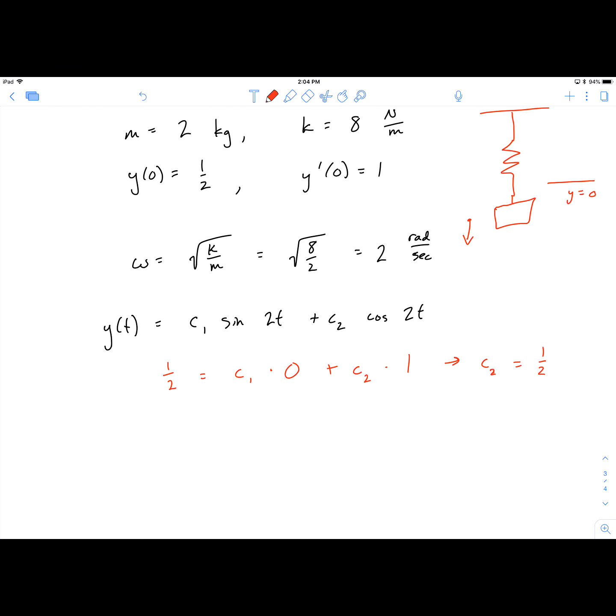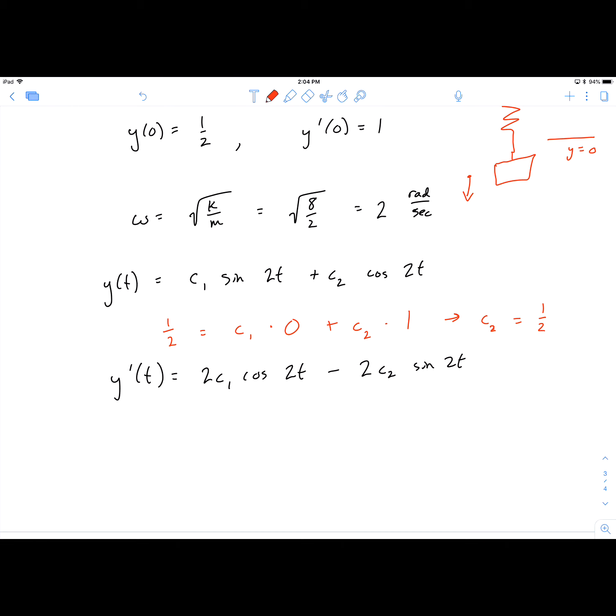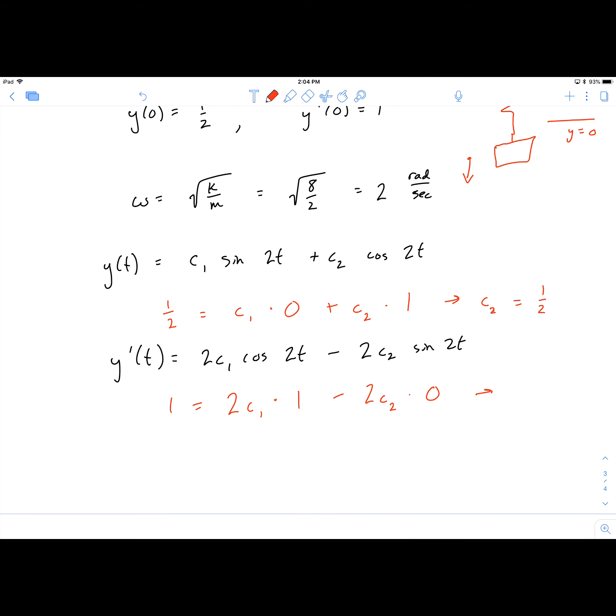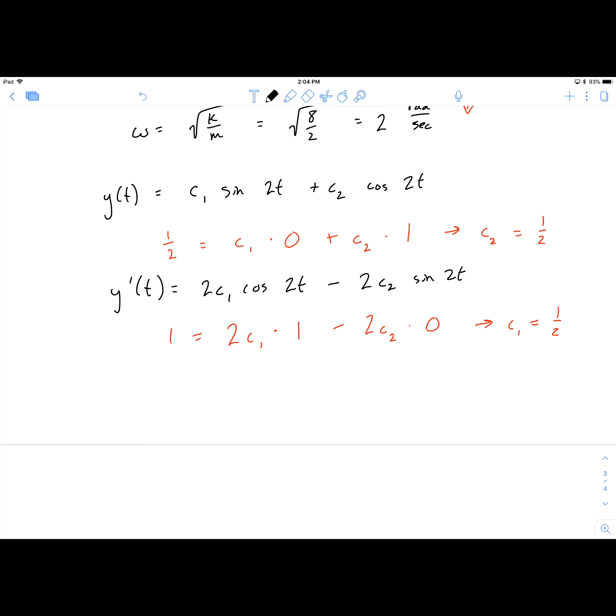And then if we take the derivative, y prime would be 2c1 cosine of 2t minus 2c2 sine of 2t. And then doing the same thing with the initial value of the derivative, 1 equals 2c1 times cosine of 0 is 1, minus 2c2 times sine of 0, which is 0. So 2c1 equals 1, which means c1 also equals 1/2, which means our final model is y of t equals 1/2 sine of 2t plus 1/2 cosine of 2t.